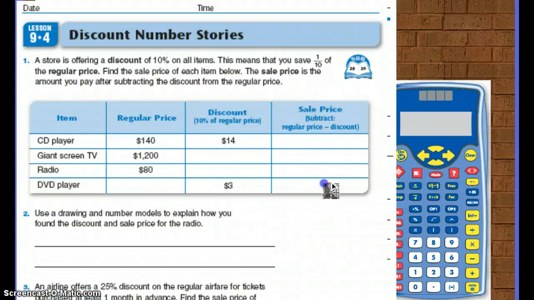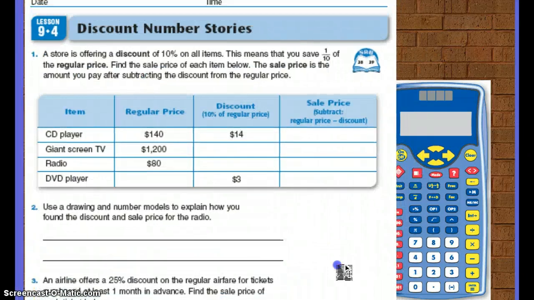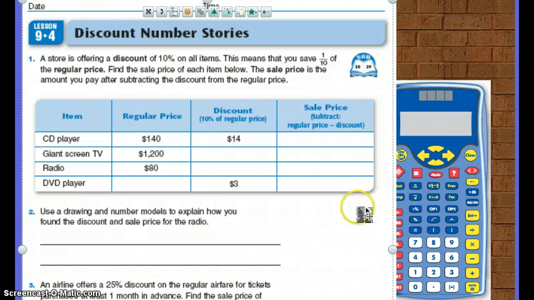So let's go into our math journals and look at page 256. It reads, a store is offering a discount of 10% on all items. This means that you save 1/10 of the regular price. Find the sale price of each item below. The sale price is the amount you pay after subtracting the discount from the regular price.